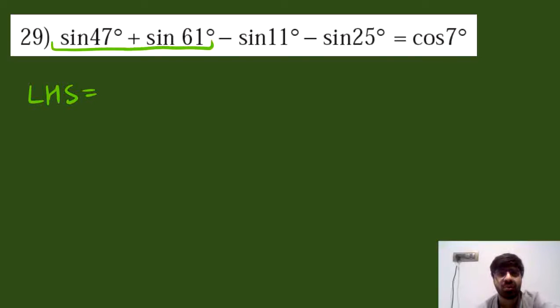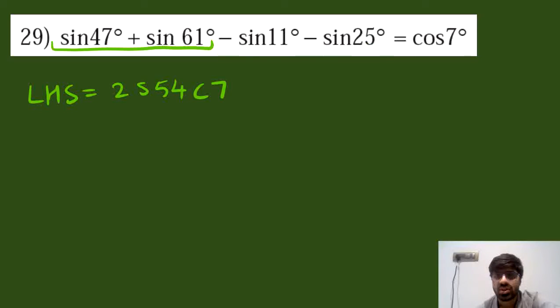We can just apply the formula of sin c plus sin d. So that would be 2 sin c plus d divided by 2. That is 108 upon 2, which is equal to 54. Into cos of 47 minus 61 divided by 2. That is minus 14 upon 2, which is equal to minus 7. But cos of minus 7 or cos 7 means one and the same thing. And that is why I am writing it as cos 7.